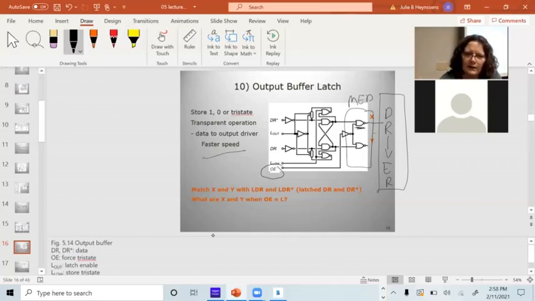This way, your long bus with the helper flip-flop will be capable of driving the latch. By the time you get out of the latch, you have an output that's stronger, that's capable of driving the driver. So you have to scale things up as you move through the output buffer, the output pad.